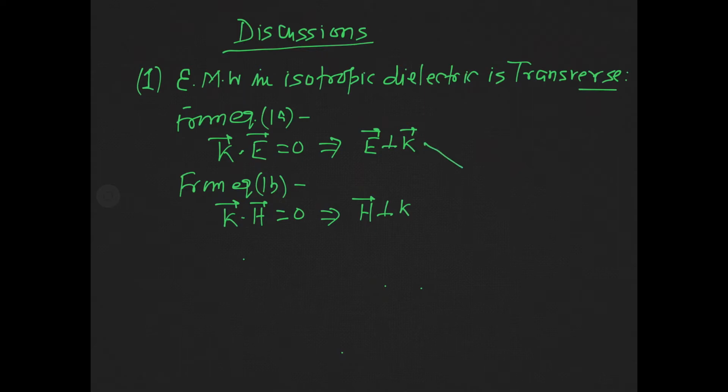So these results, E perpendicular to k and H perpendicular to k, imply that the wave is transverse in nature.